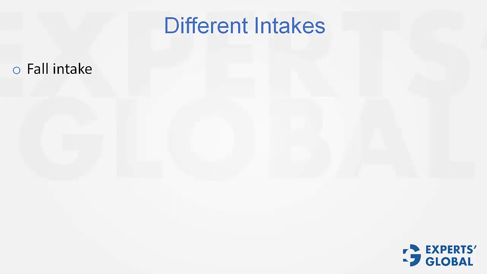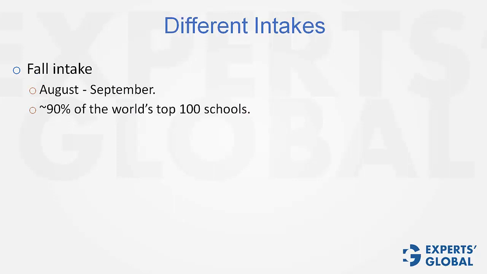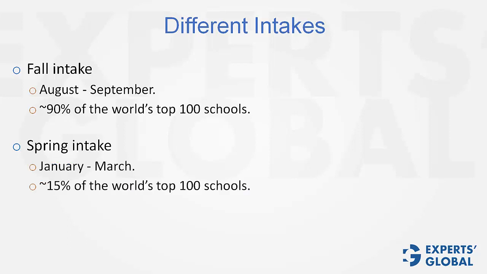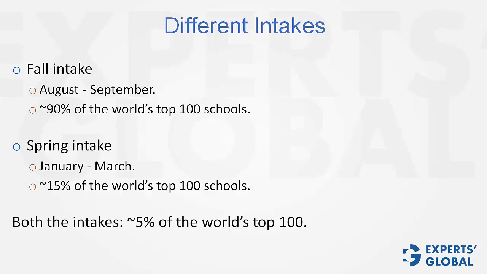Fall intake, the program starts in August or September. Roughly 90% of the world's top 100 MBA programs have a fall intake. Spring intake, the program starts between January and March. Roughly 15% of the world's top 100 programs have a spring intake, and roughly 5% of the world's top 100 programs have a fall intake as well as a spring intake.